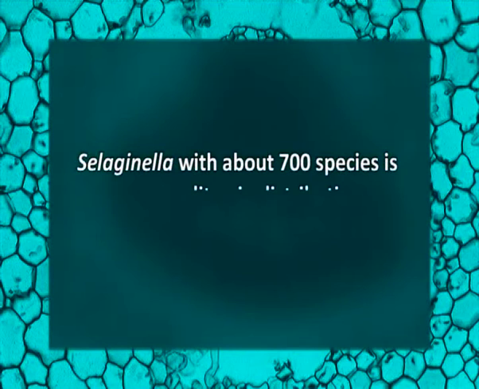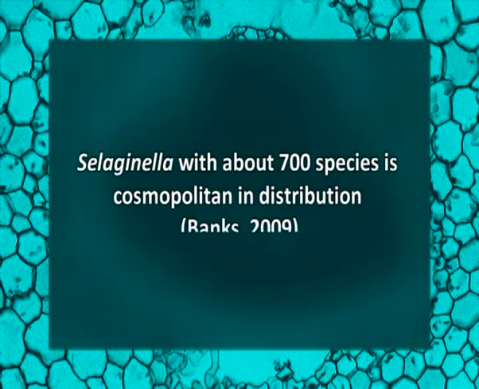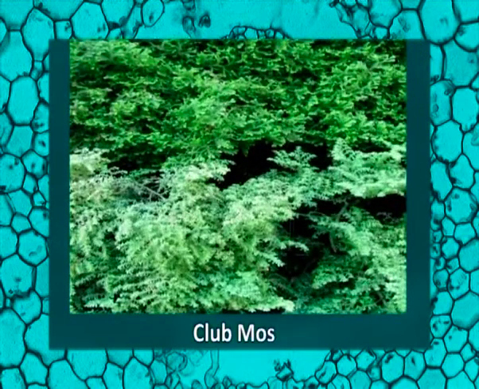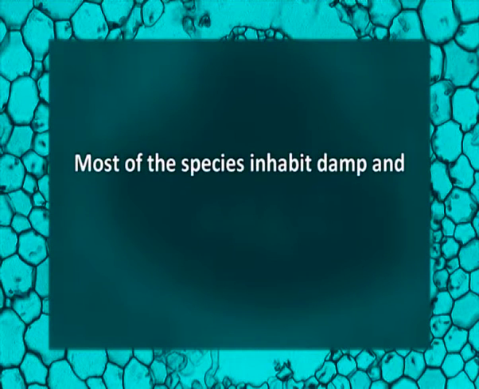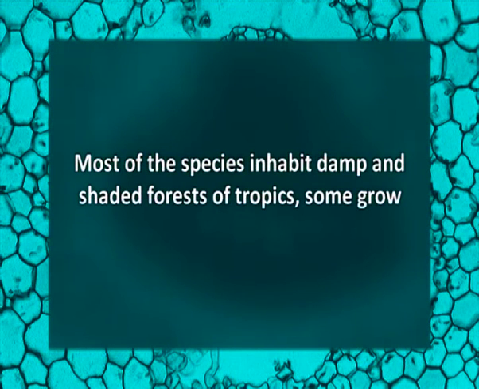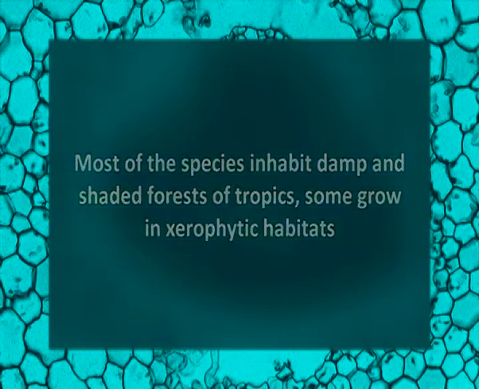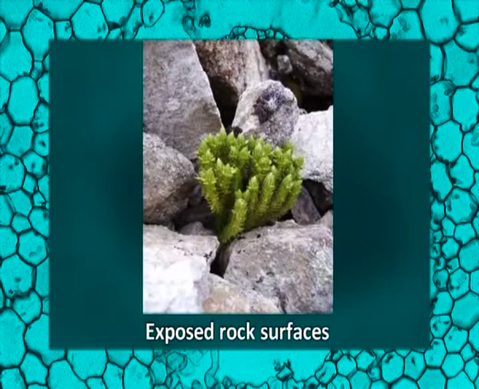Selaginella, with about 700 species, is cosmopolitan in distribution. It is commonly known as spike moss or small club moss. Most of the species inhabit damp and shaded forests of the tropics, but some grow in xerophytic habitats, such as exposed rock surfaces.